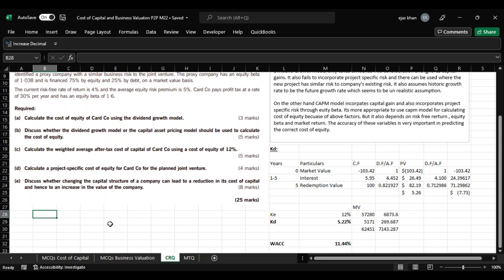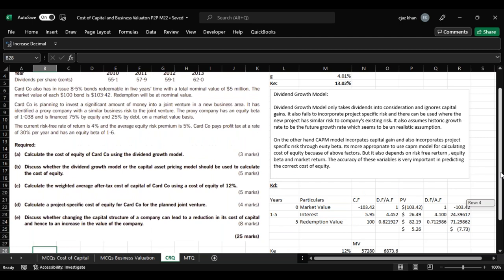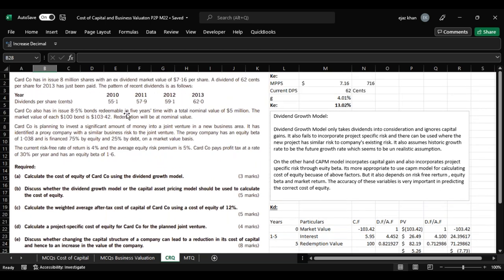So let us start. We were doing this question in the last session, and we were done with the weighted average cost of capital, that C part, and we were supposed to be calculating the project specific cost of equity, and then there was a discussion to follow. So first of all, let's solve the D part of the question, which asks us to calculate the project specific cost of equity for Card Company for the planned joint venture. So let us go through the question again.